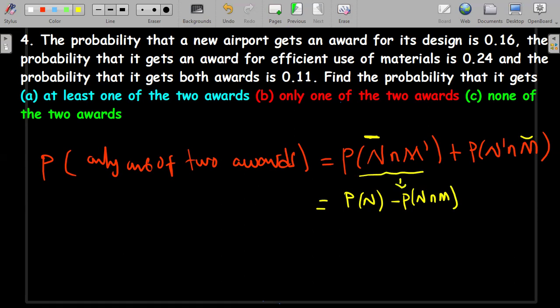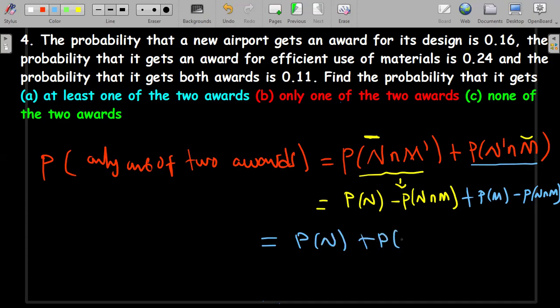And then I'm going to add that part plus the probability of this part here. If you draw a Venn diagram, you are going to find that the probability of this part is just the probability of M minus the probability of N intersection M. So what we're going to have is equal to the probability of N plus the probability of M. And then this part and this part, we see that they are the same, so we're going to combine them. They're going to become minus 2 times the probability of N intersection M.